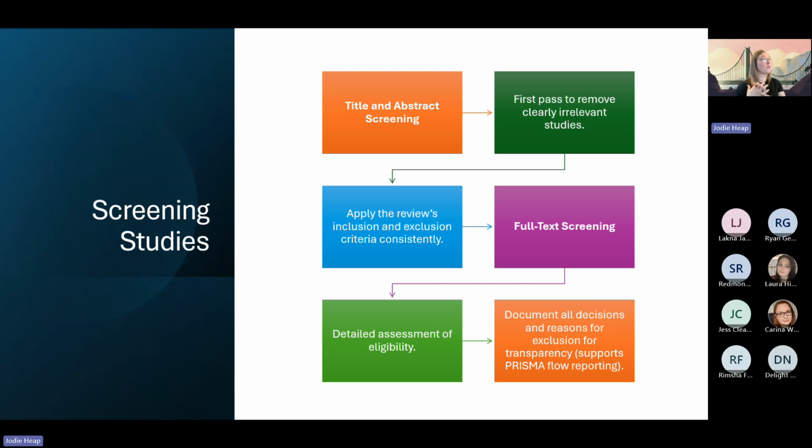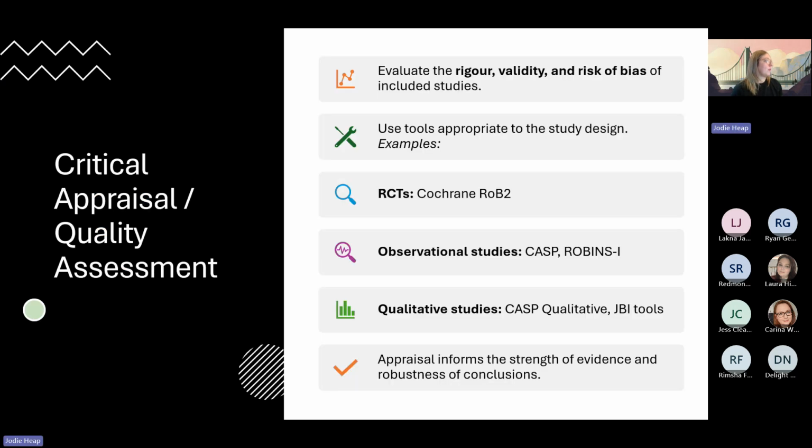Then we will need to make sure that we are sharing the details of the eligibility criteria in our write-up documentation, and we're going to document all the decisions and reasons for excluding, so that we are adhering to that PRISMA workflow. When we're looking at the critical appraisal quality assessment of those articles, what we're looking for is to evaluate the rigour, validity, and the risk of bias in those studies.